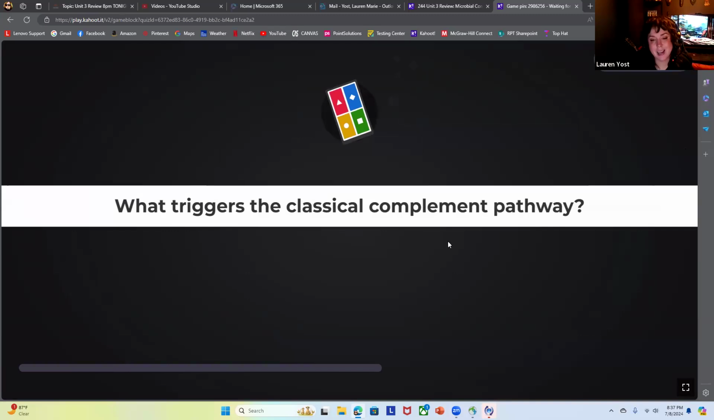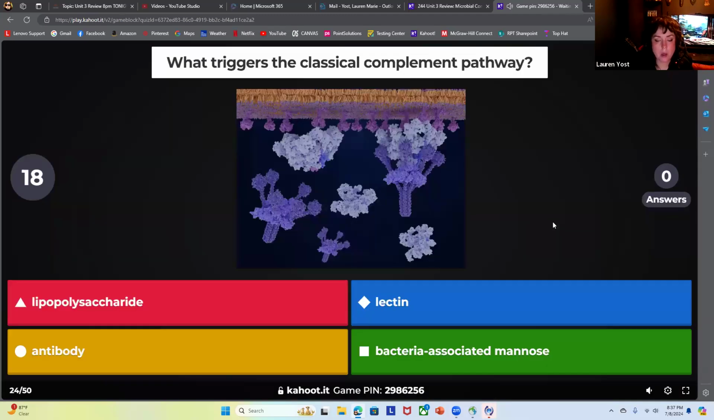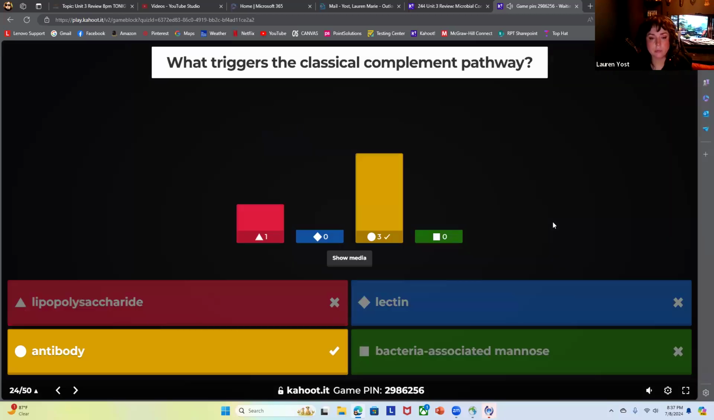All right, what triggers the classical complement pathway? All right, antibody is the correct answer here. There are two other pathways, right? The lectin triggered pathway, where we recognize certain sugars, the mannose basically on bacteria that we wouldn't see on our cells. Like a PAMP, basically.